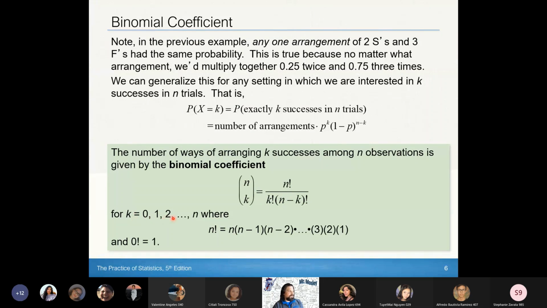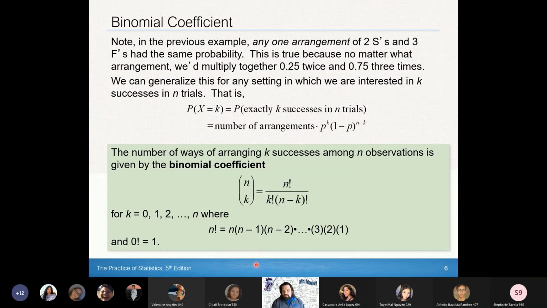For k equals 0, 1, 2, through n, where n factorial is defined as n times n minus 1 times n minus 2 times n minus 3 and so on until we get 3, 2, 1. And it's also defined that 0 factorial is equal to 1, not 0. There are reasons for that, there are proofs of this, but we do not have time for this in this class and it is beyond the scope of our class.